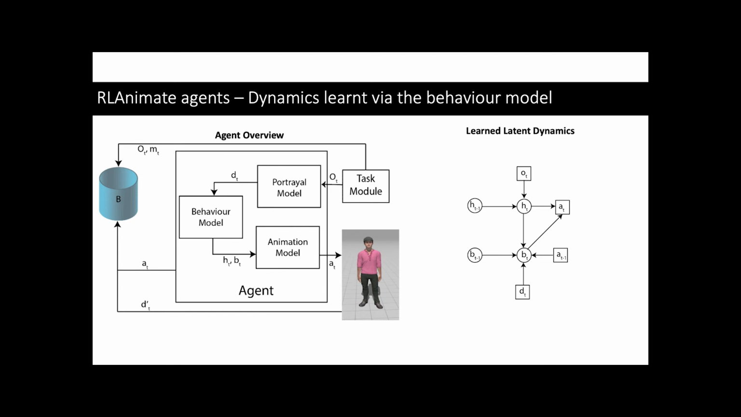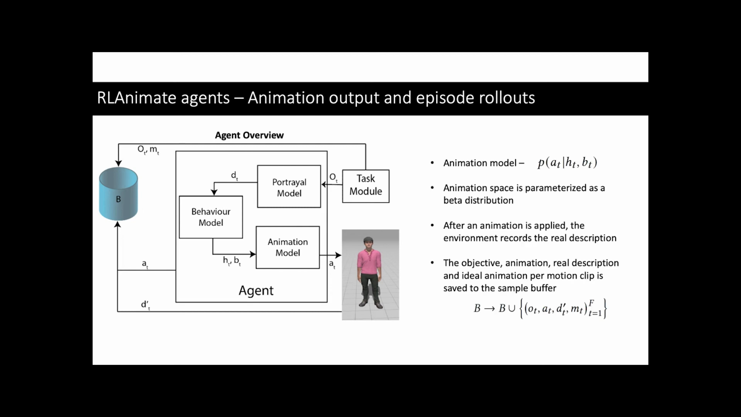using the predicted behavior provided by the portrayal model. And this behavior state posterior can be considered as a representation of the most realistic animation poses for the next given step. And the animation model outputs the animation action for the time step calculated using the latent task and behavior vectors generated by the behavior model. The animation action space is parameterized as a beta distribution, and the character model joints are rotated to apply the animation in the environment, and the environment records the real description after the action is applied.